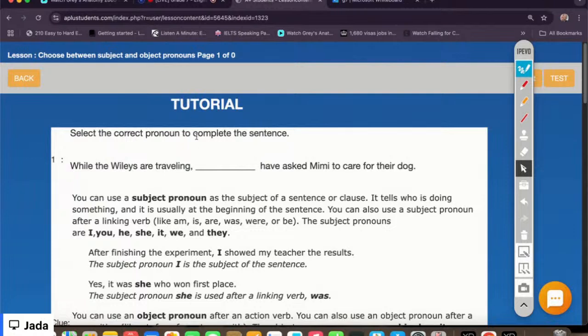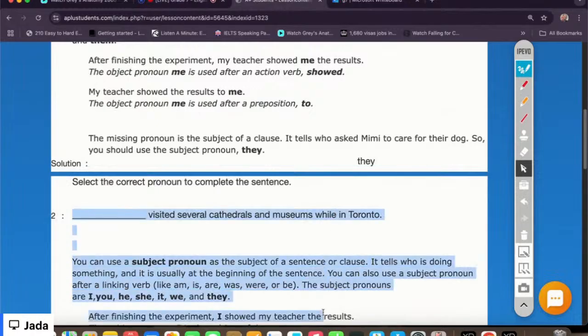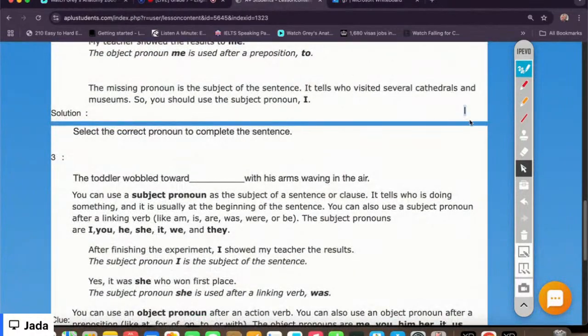So we have: select the correct pronouns to complete the sentence. While the Willits are traveling, blank have asked Mimi to care for their dog. So we have what? They. Okay, so a subject pronoun. Blank visited several cathedrals and museums while in Toronto. So we have what? I.